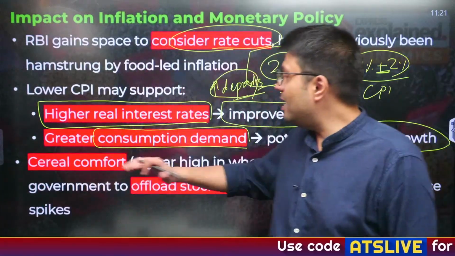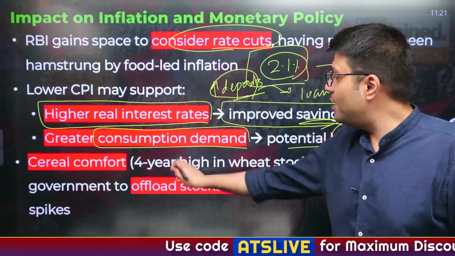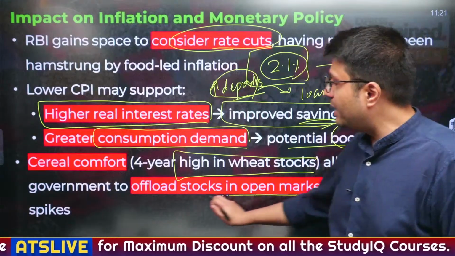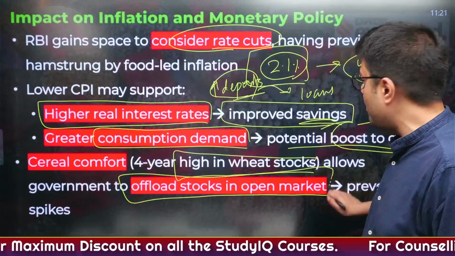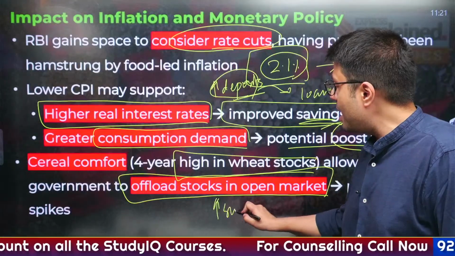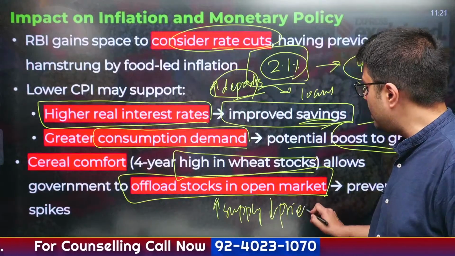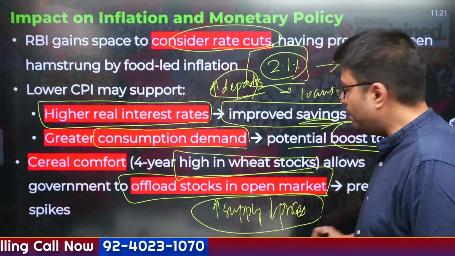Similarly, there is cereal comfort. There are plenty of stocks of wheat in government reservoirs, and that is why the government can offload these stocks in the open market, increasing the supply and further cooling down the prices of these commodities. Understood? Any doubts up till now?